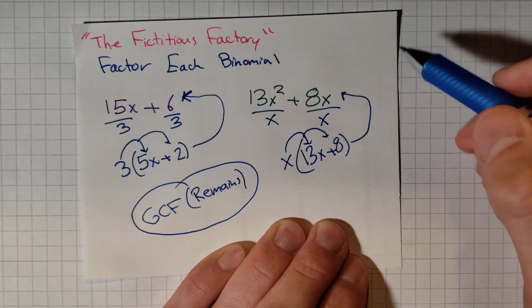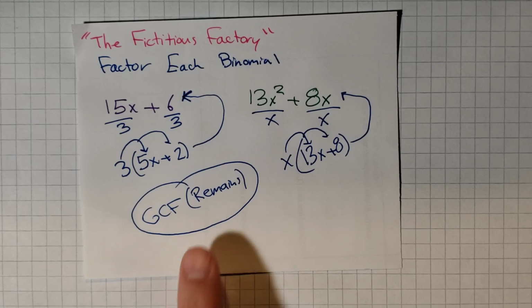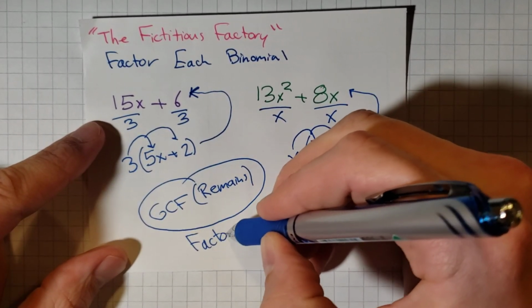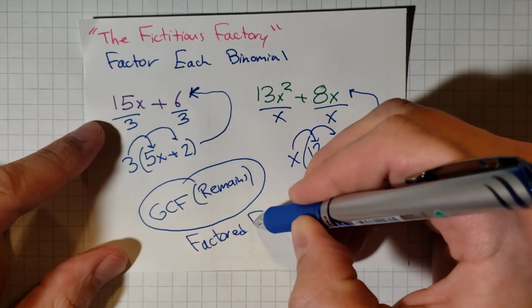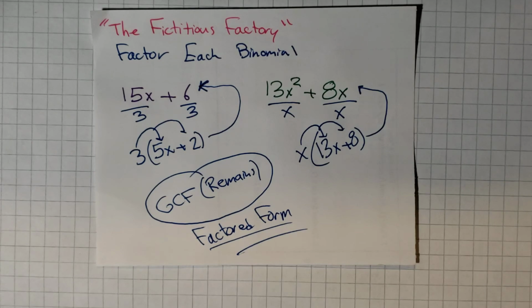All right, so that's how you factor a simple binomial. You take out as much as possible, and then you write it in factored form. Factored form. All right, cool.